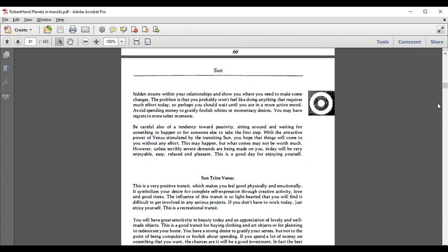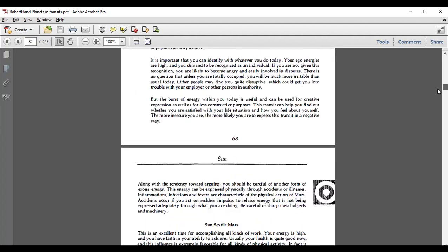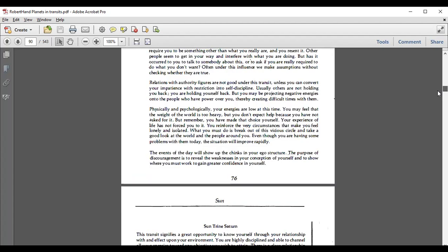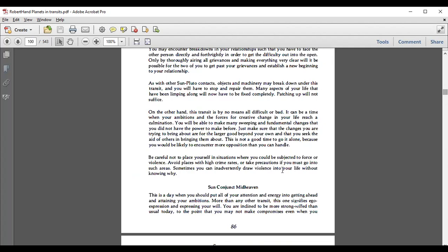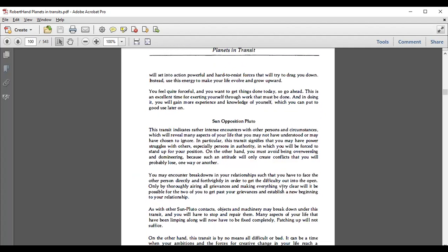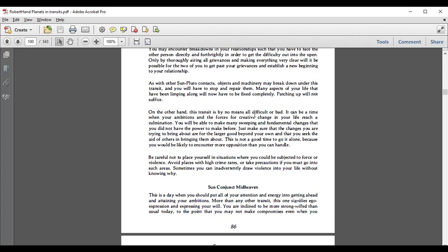But at the end of each chapter, he also gives you sun conjunct the ascendant and midheaven. I'm trying to get there. Let me just get there real quick so you can see it. All right, so after the last one, see Sun opposition Pluto, that was the last of that.